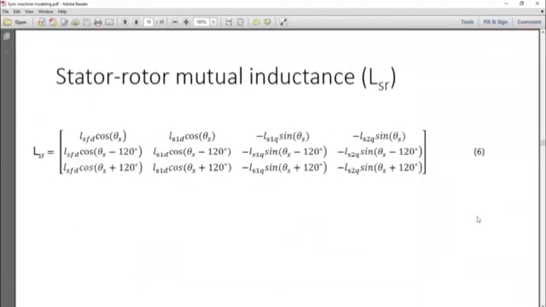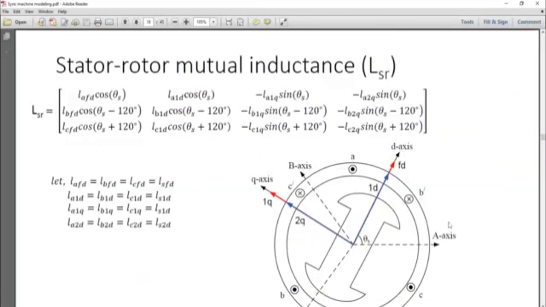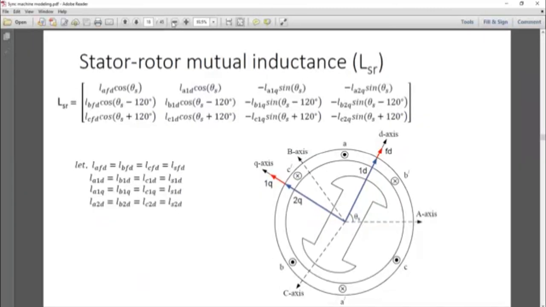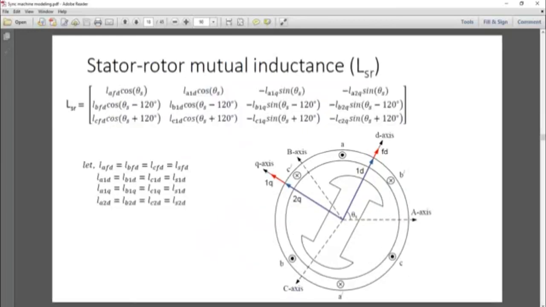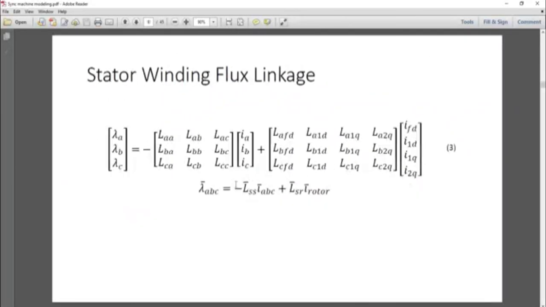It is quite straightforward, so that's why I will try to finish it in this class. Let me reduce it a little bit, 90%. Okay, so stator to rotor mutual inductance. How does it look? What is the first element? Let's go back and check the big matrix here.